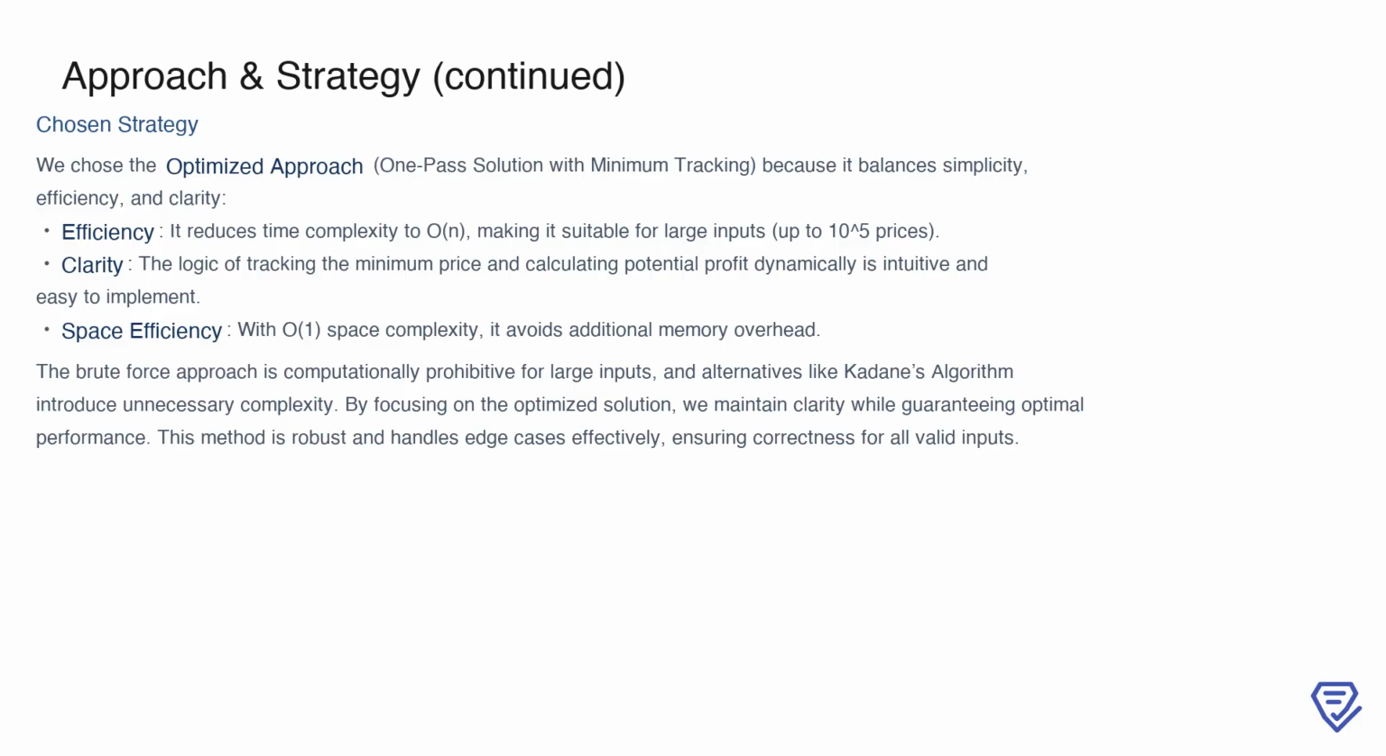The logic of dynamically tracking the minimum price and calculating potential profits is intuitive and easy to implement, making this approach clear and accessible. Additionally, its space complexity is O(1), meaning it operates with minimal memory usage. While the brute force method ensures correctness, its inefficiency makes it unsuitable for larger datasets. Other alternatives, like adapting Kadane's algorithm, introduce unnecessary complexity without adding significant value for this specific problem. By choosing the optimized approach, we ensure that our solution is both robust and efficient, handling all edge cases, such as arrays with fewer than 2 prices or non-increasing prices, to guarantee a correct and practical implementation.